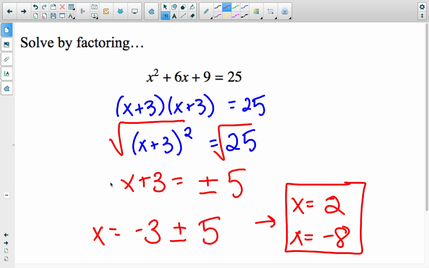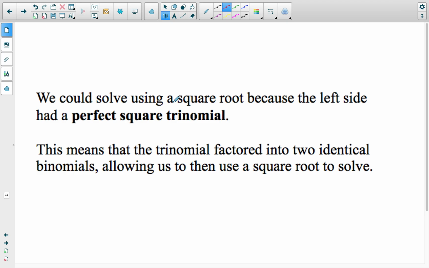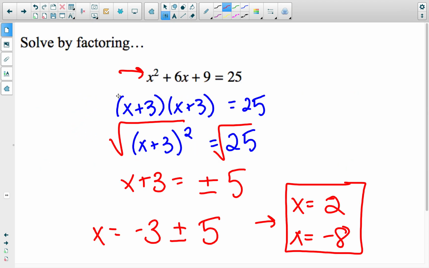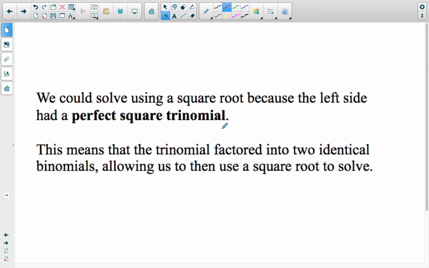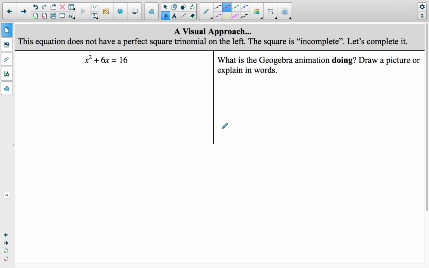So there's other ways to work with this, right? This works because we have a perfect square trinomial on the left side, okay? So this means that the trinomial factored into two identical binomials, allowing us to then use the square root to solve. So we see this factored into x plus 3 times itself, and then we could just take the square root, okay? So we can actually force this to happen every time if we want with a quadratic. So this is called completing the square. Let's see what this means visually.